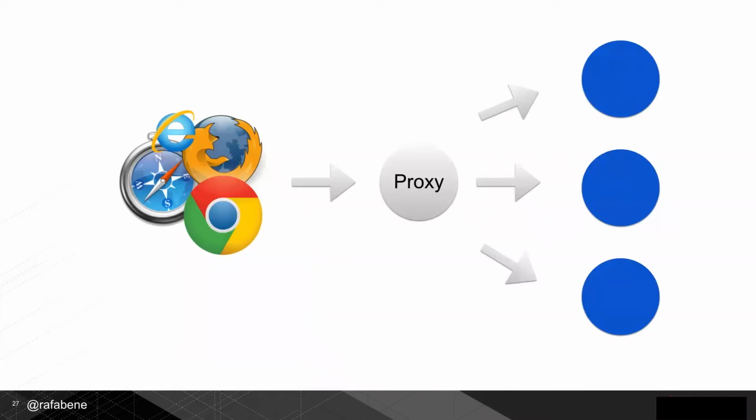For example, suppose that you have 3 replicas and the proxy is balancing among these 3 replicas. What the rolling update does is start a new version, and when it's working, it will proceed to the next one. And when the second one is working, it will proceed to the third one. Okay, so let's see that working.